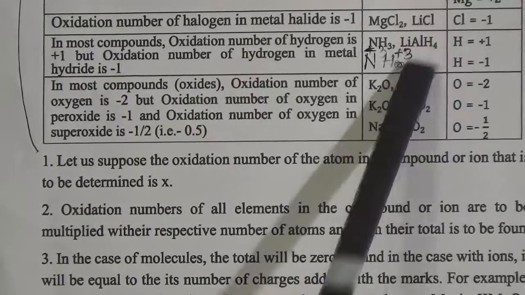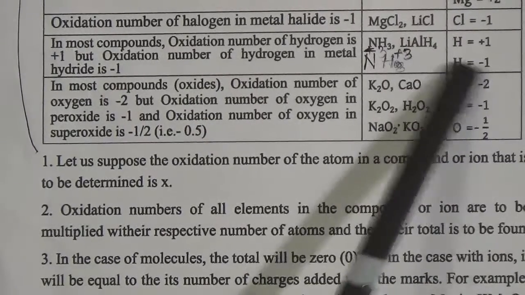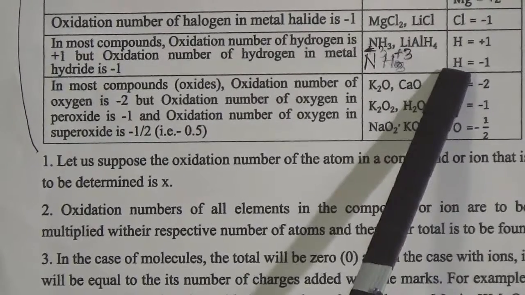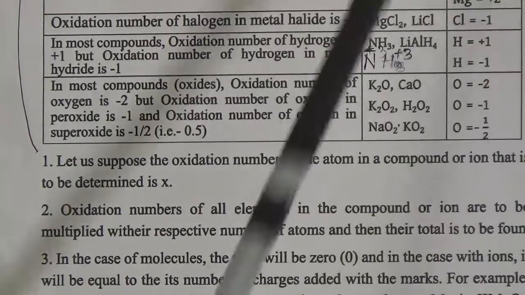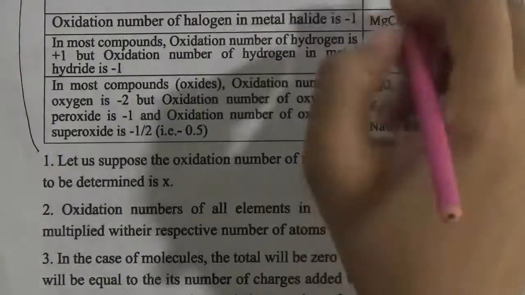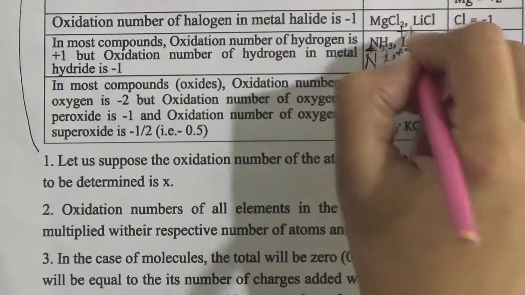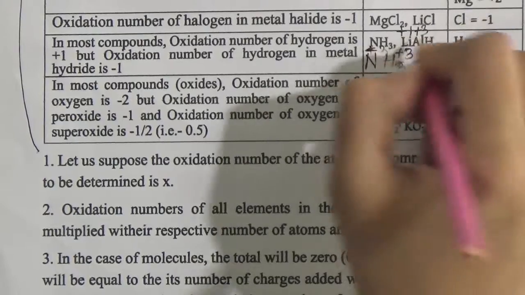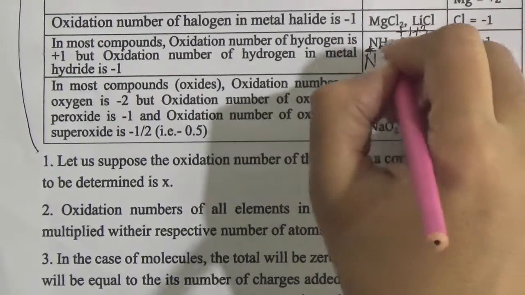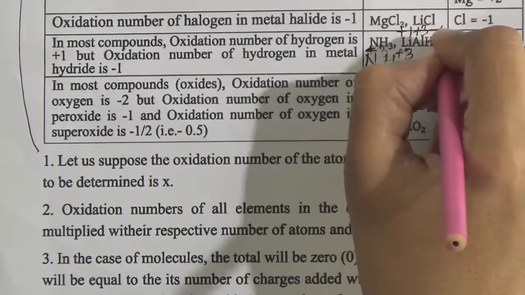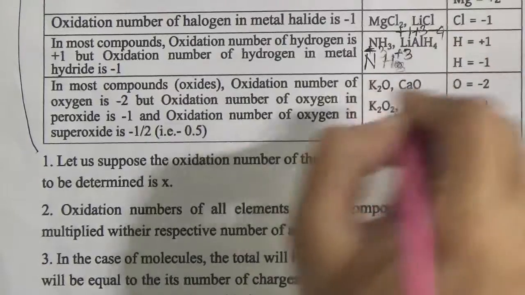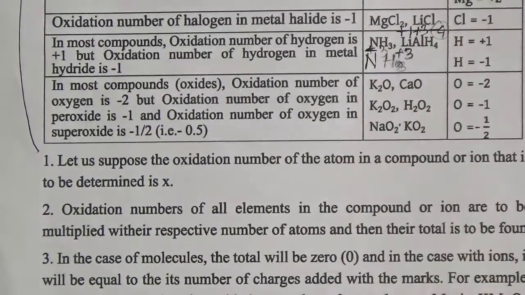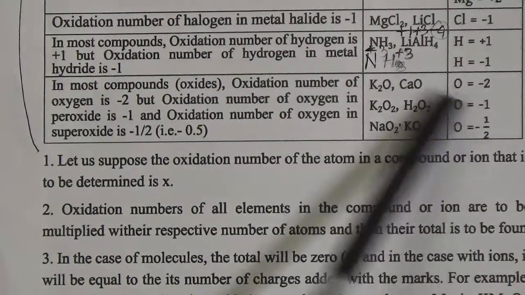In a metal hydride, the oxidation number of hydrogen will be -1.